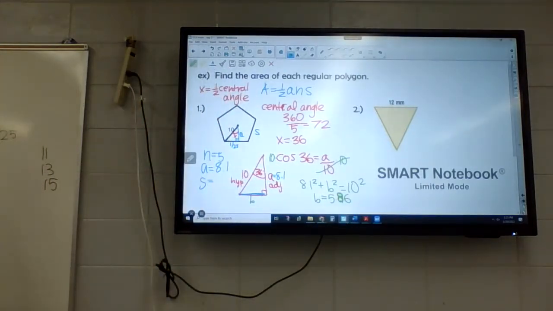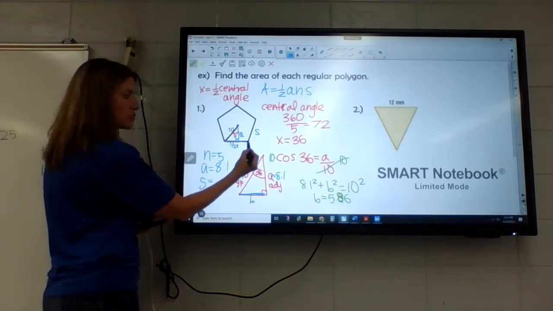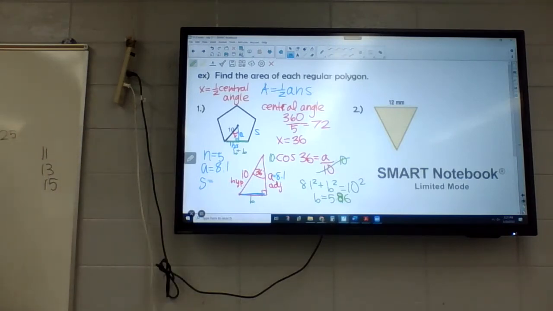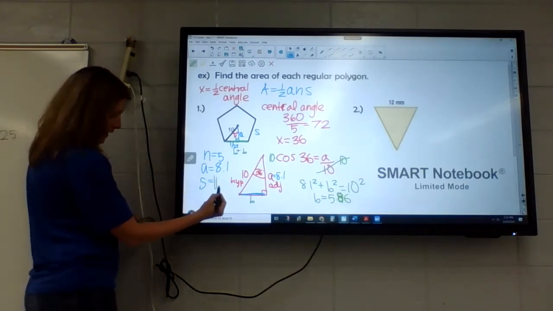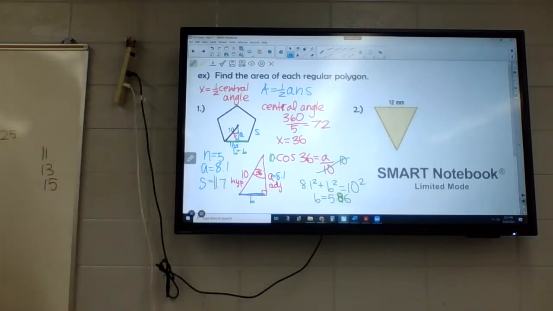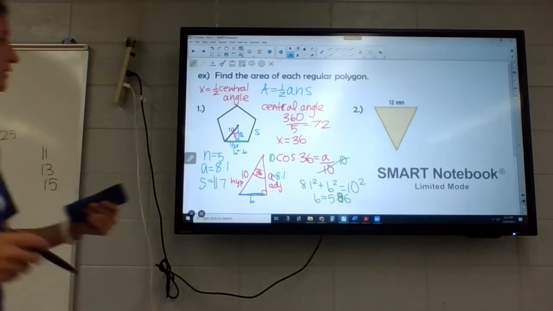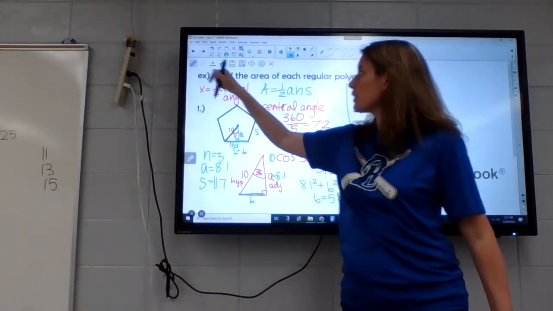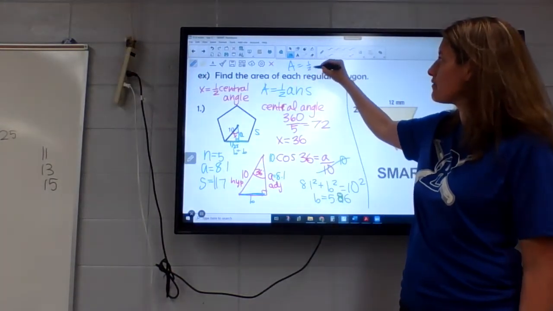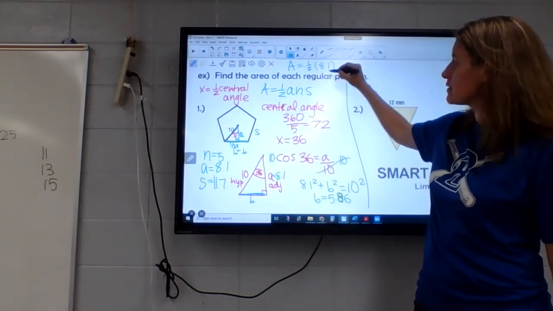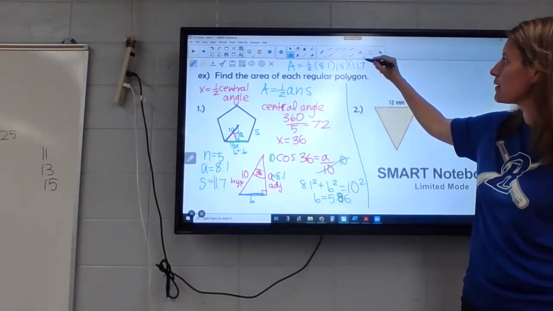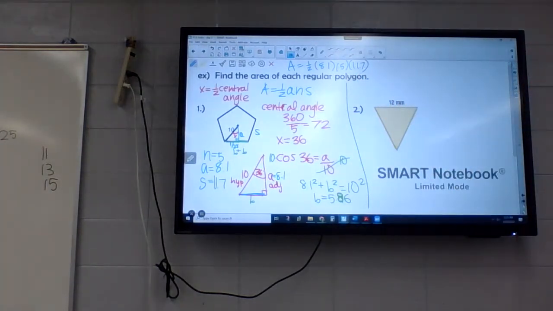Now b is 5.86. So in order to figure out s, I have to do 2 b's, b and b, and add them. So I'm going to double that. My s ends up being 11.7. Now after that whole big mess, I should have enough to do my formula now, right? So my area is 1/2 times a, which is 8.1, times n, which is 5, times s, which is 11.7.